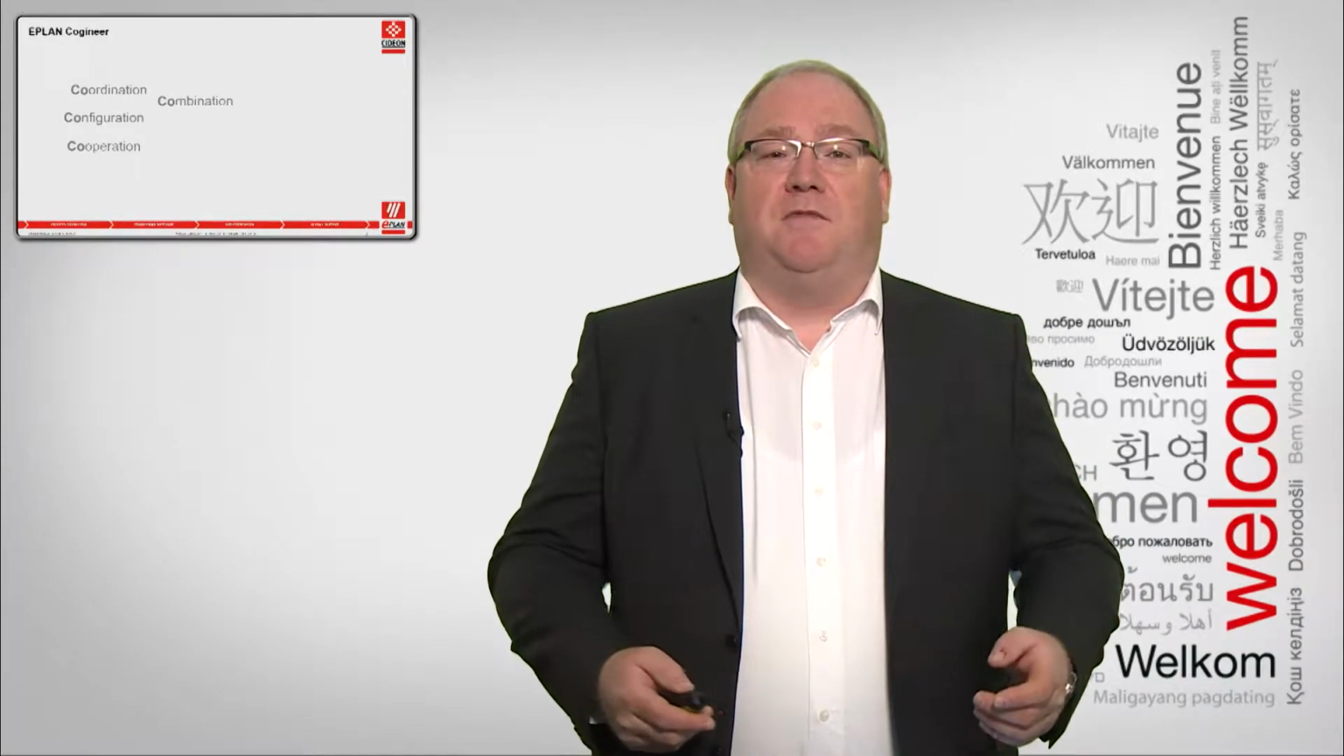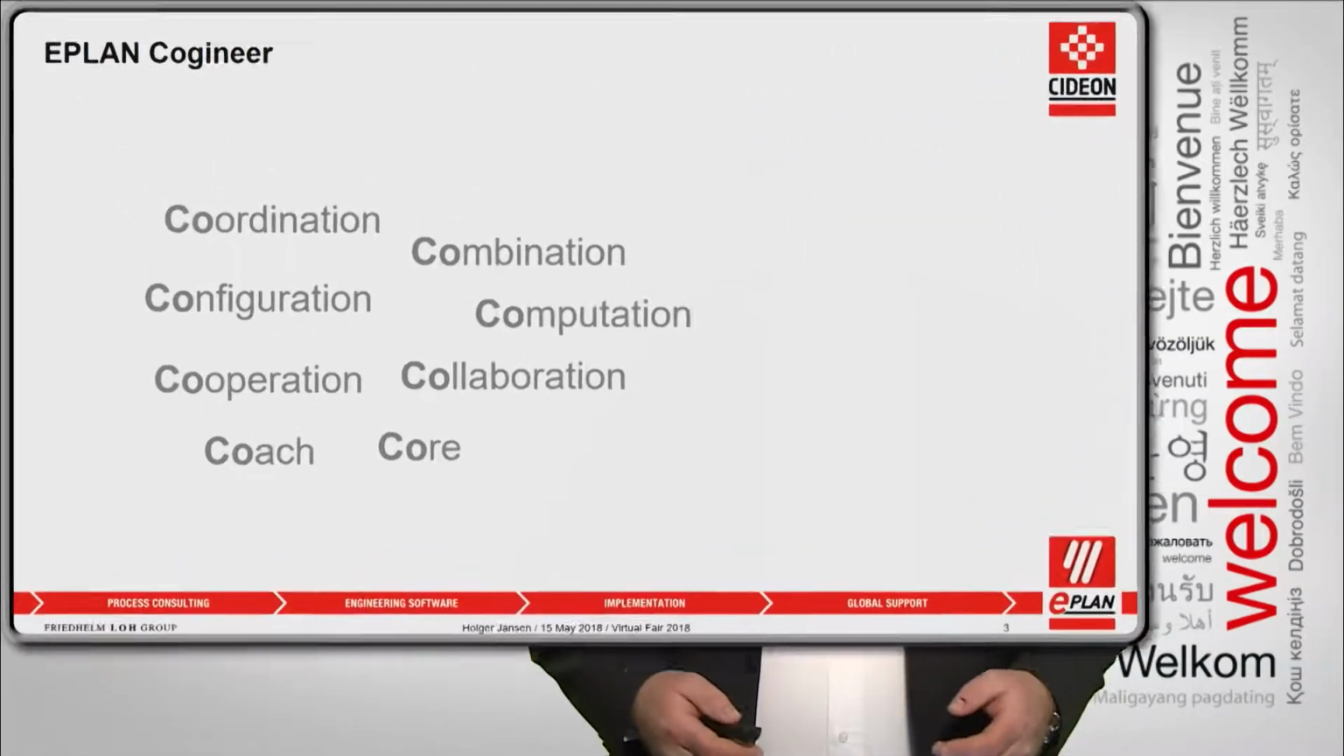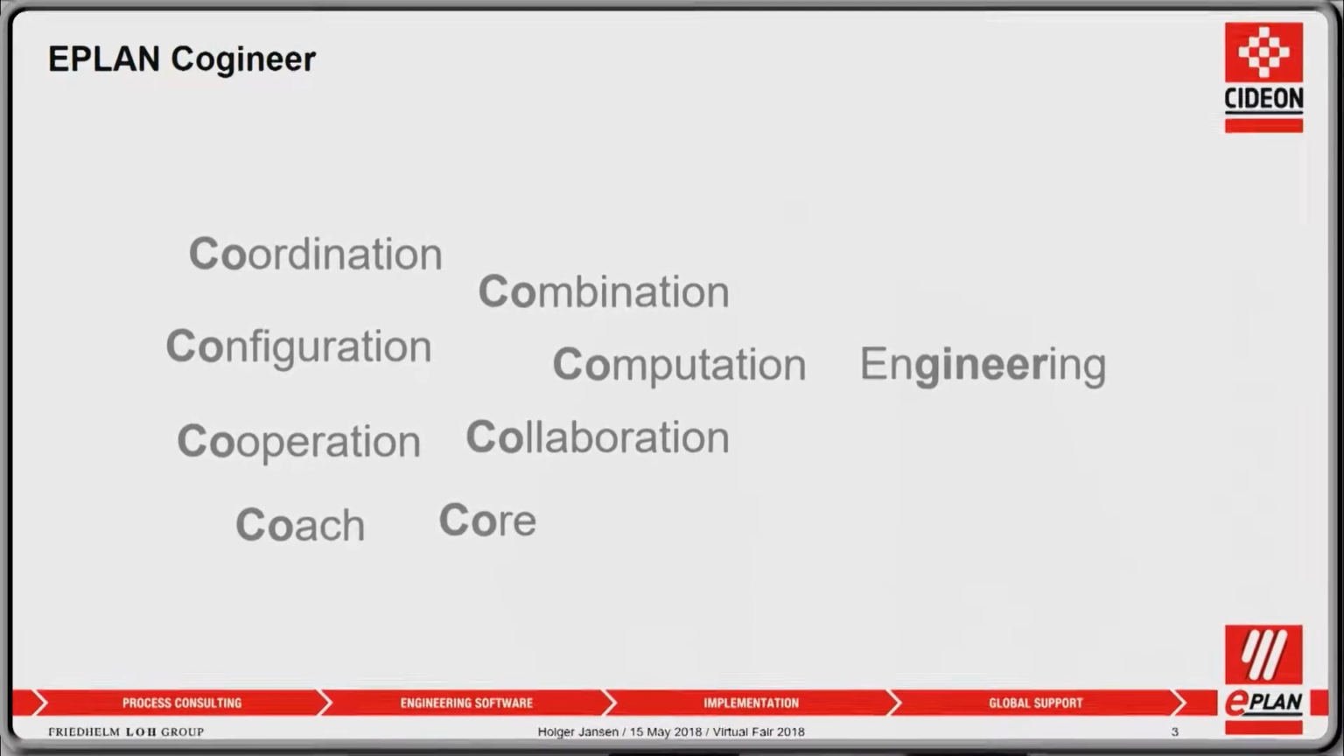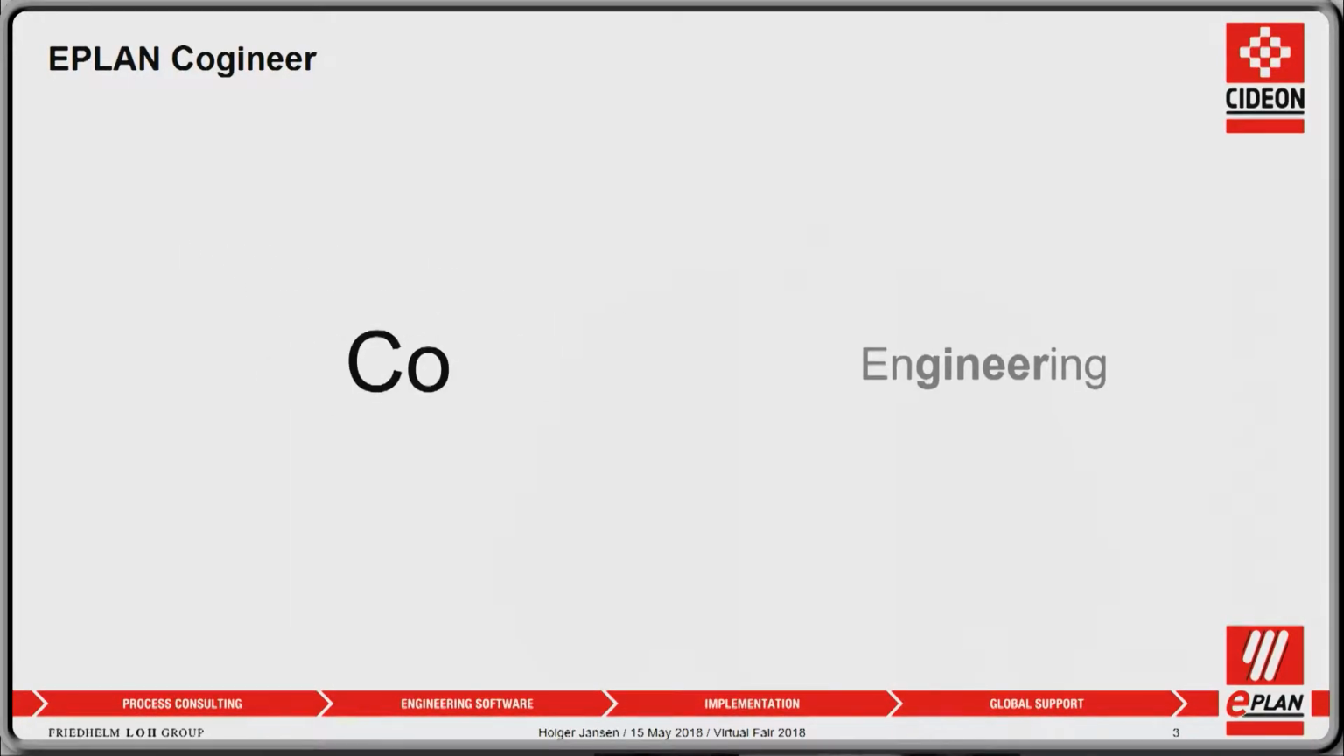So ePlan Cogeneer, where does this name come from? ePlan Cogeneer combines different worlds. Of course, on the one side, it's the engineering world. On the other side, it's coordination, global combination, global collaboration of teams, because it's a cloud-based software. And all these topics make Cogeneer the core of the future engineering, so we named it Cogeneer.